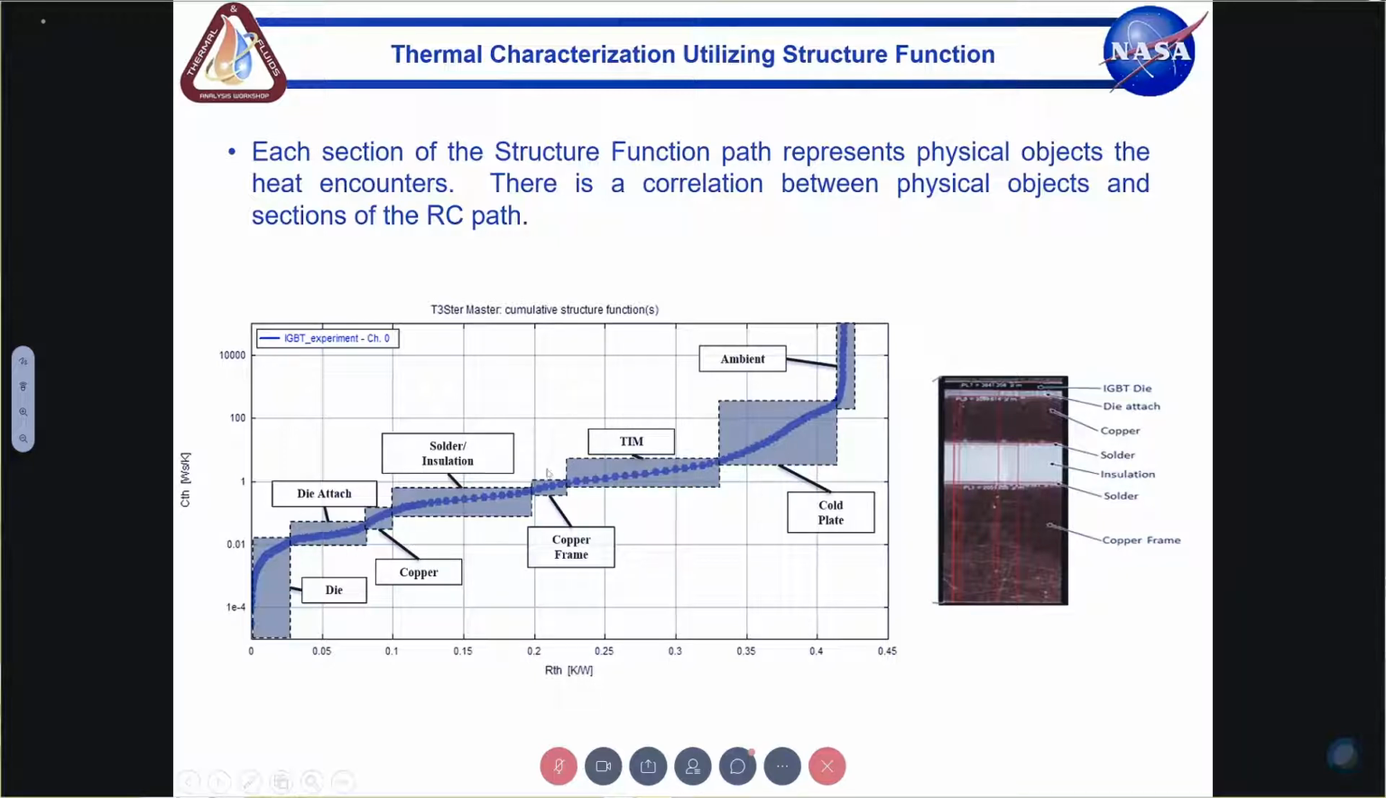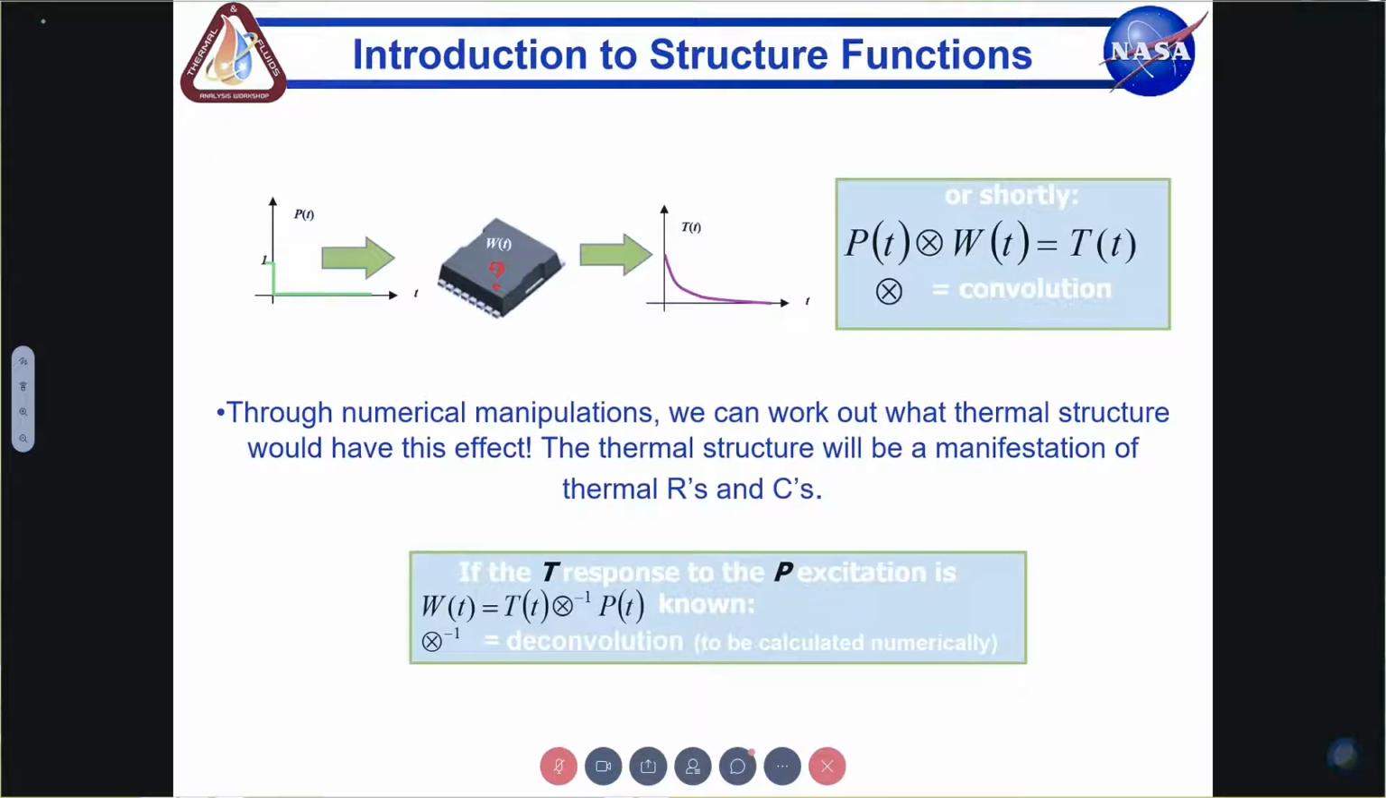You see a cross section of an IGBT on the right part of my slide. So there is your die, there is an attachment layer called the die attach, and there is a DBC substrate, copper, solder, insulation, copper frame on the other side. And using structure functions, you can actually determine the corresponding thermal resistance values, the corresponding thermal capacitance values, of each of these layers. And I will show you in a moment why this is important for you.